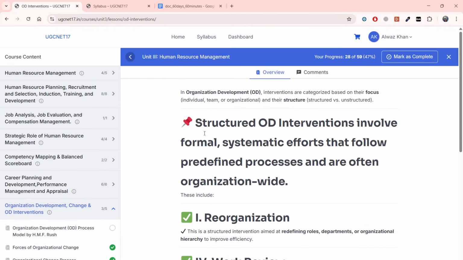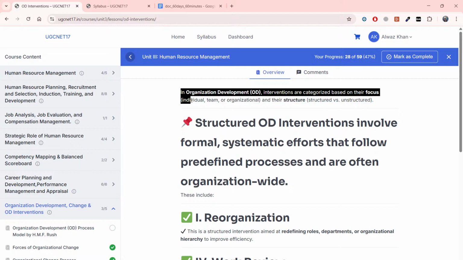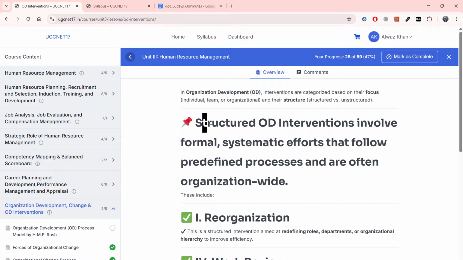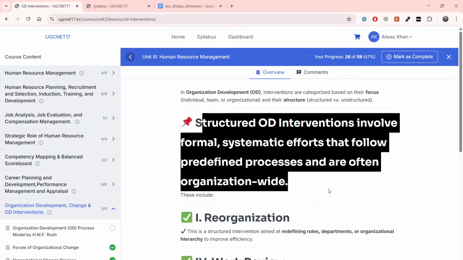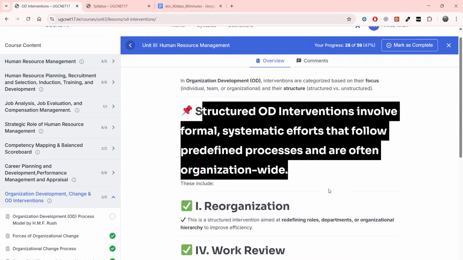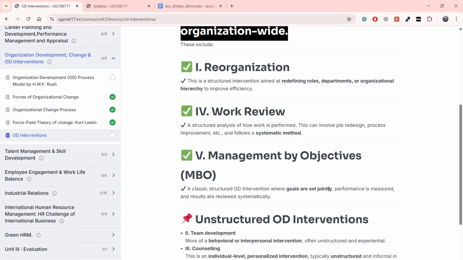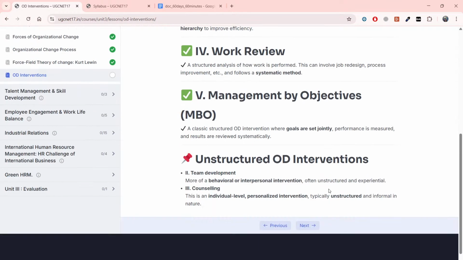Organization development interventions are categorized based on their focus, individual, team, or organization, and their structure, structured versus unstructured. Structured OD interventions involve formal systematic efforts that follow a predefined process and are often organization-wide. These include reorganization, work review, management by objectives. Unstructured OD interventions include team development, counseling.